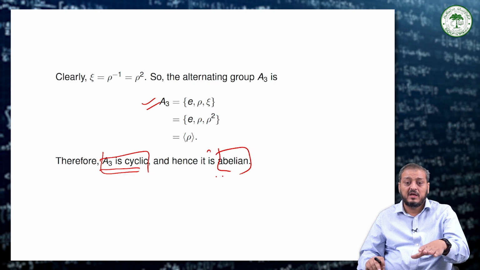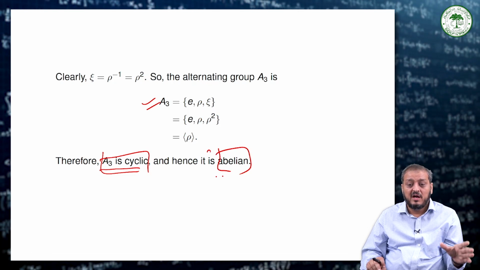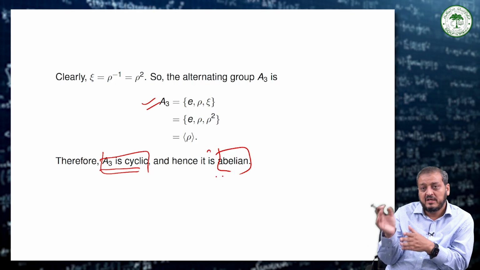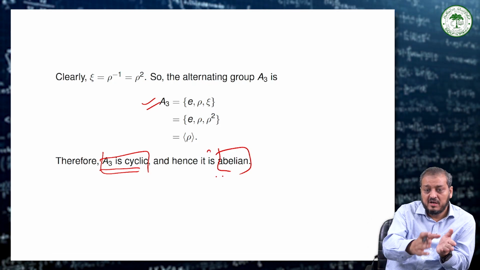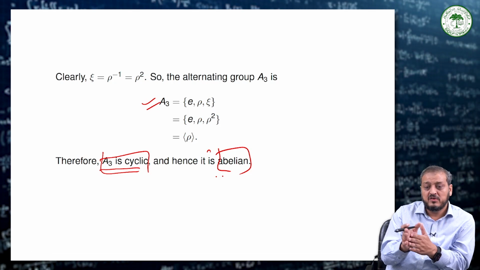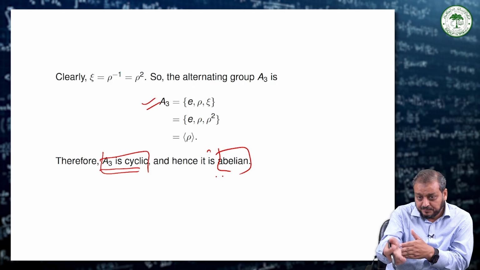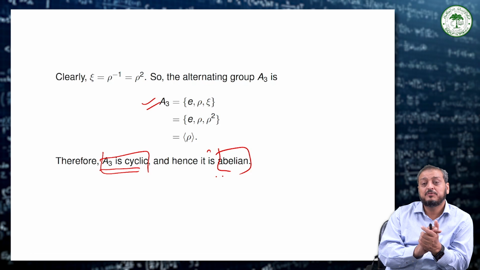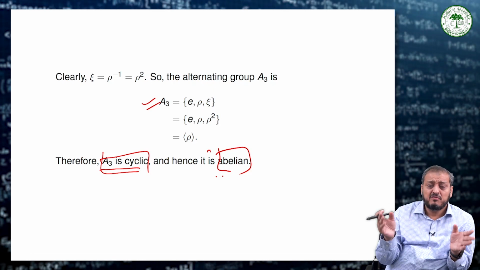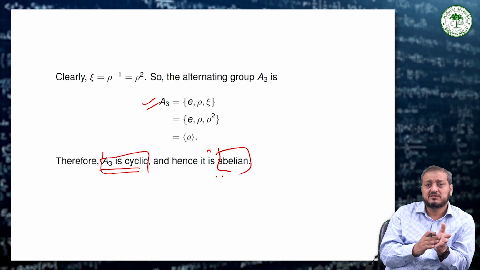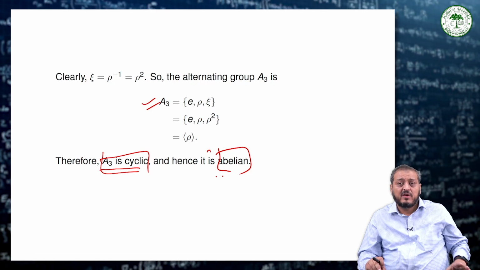Now you see, S3 has 6 elements, and the subgroup of even permutations gives you 3 elements. So, this means we have to prove a theorem: for any S_n, the number of even and odd permutations are the same. So, that means we have 3.